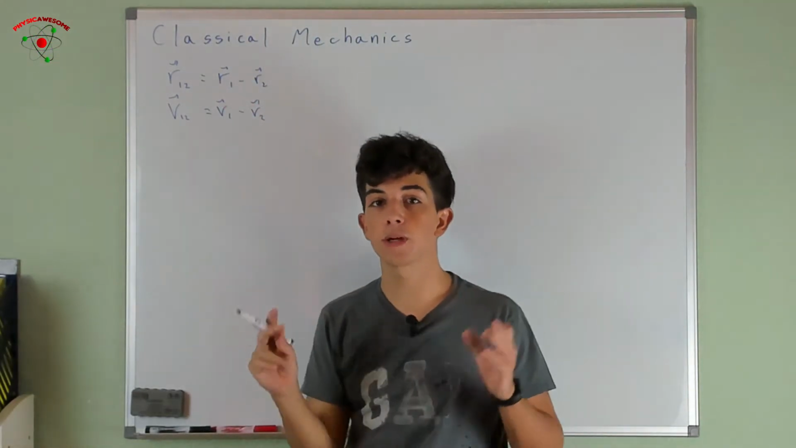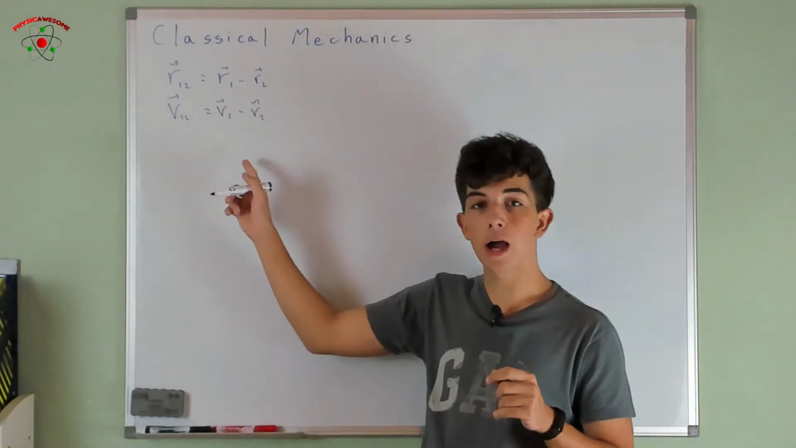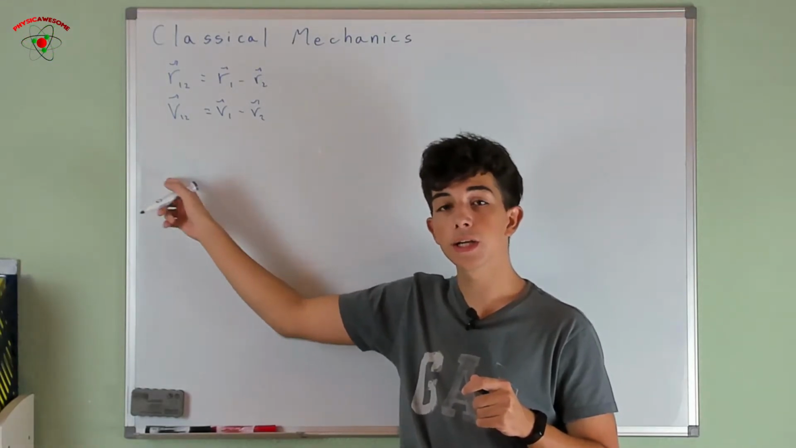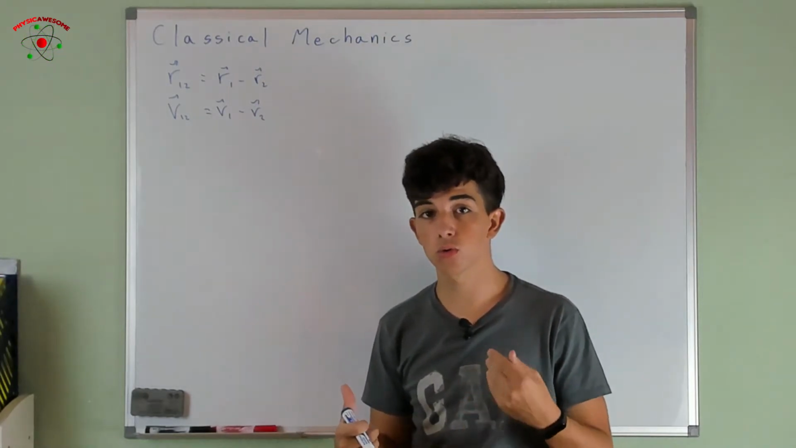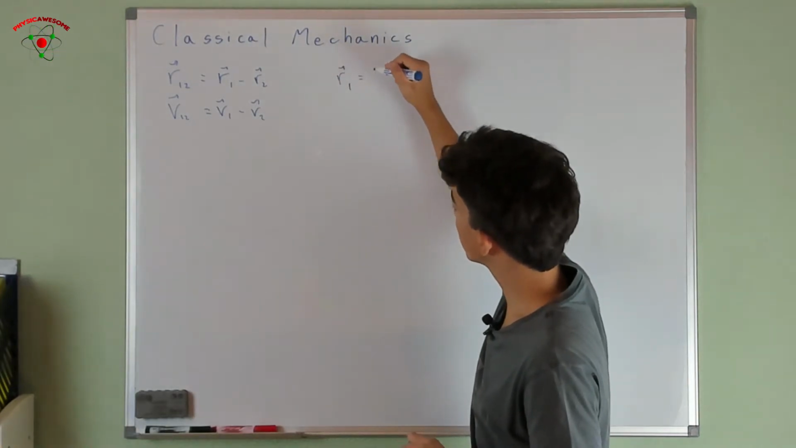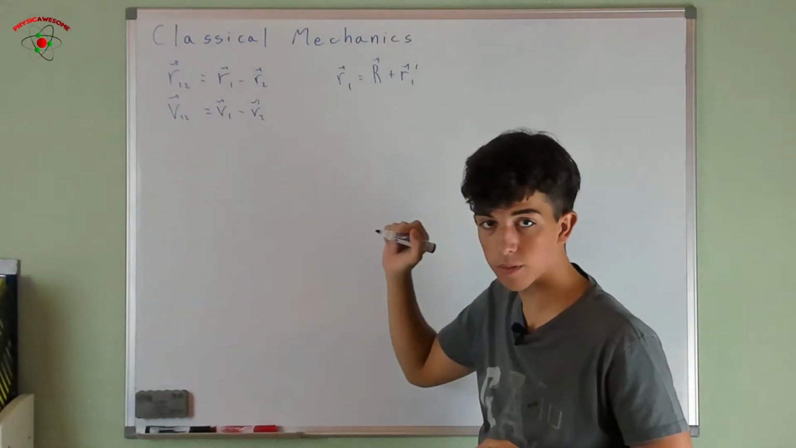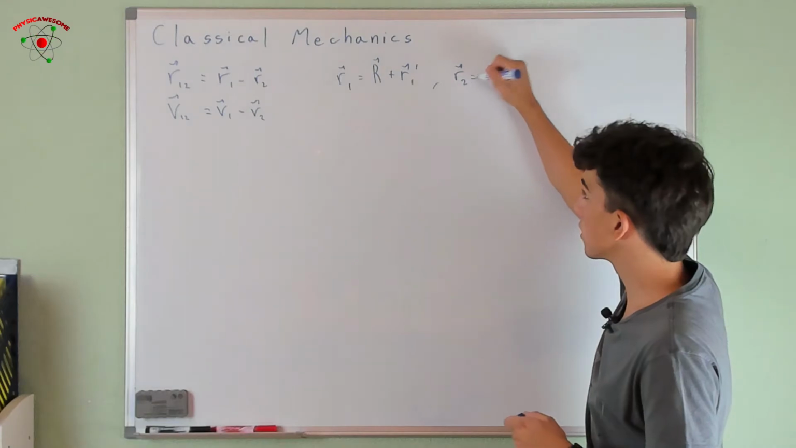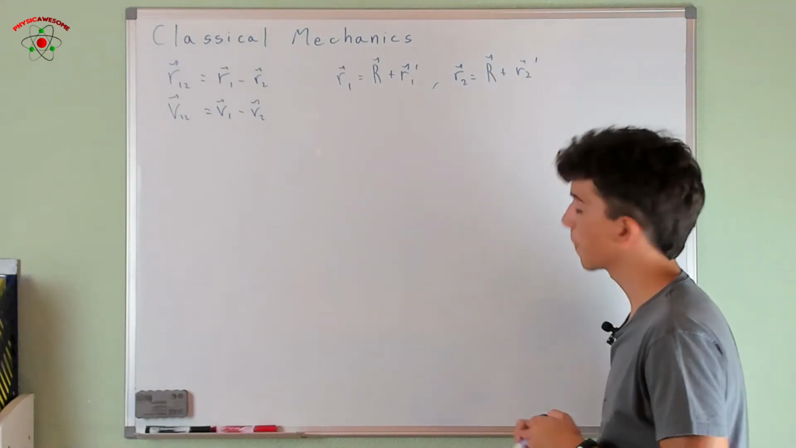So, same definitions, but just some tiny changes to the notation. Now that we have this, we are going to demonstrate that the relative velocity is the same in all reference frames. So to do so, we will show that R1 equals R plus R1 prime. And we know similarly that R2 equals R plus R2 prime.